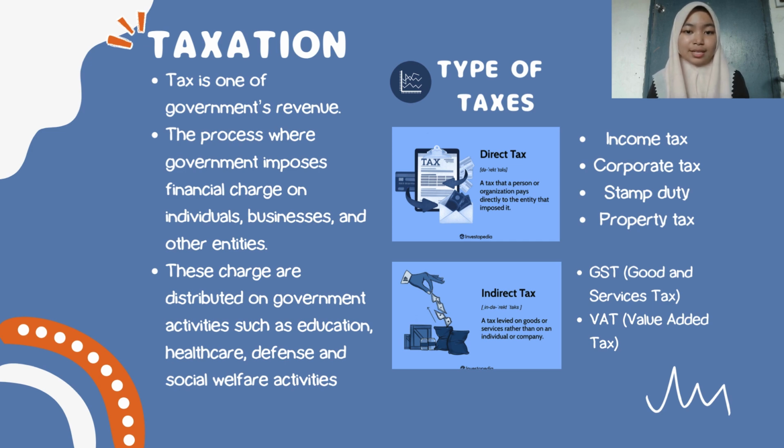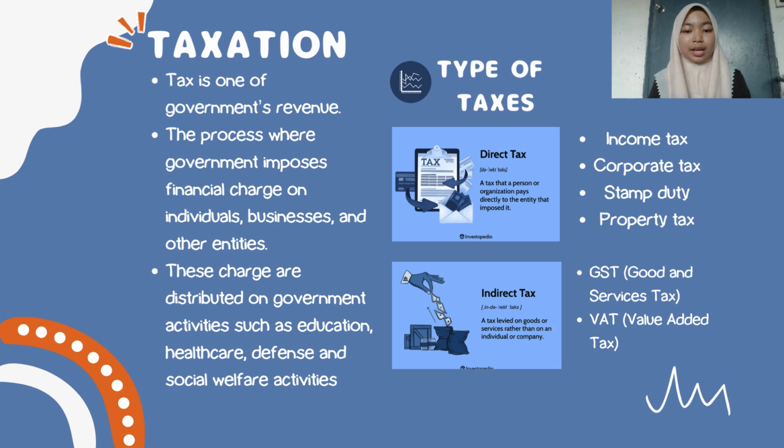Basically, there are two types of taxes. The first one is direct tax. Direct taxes are imposed on people or organizations directly. The taxpayer pays the tax directly to the government. Usually the taxpayer's wealth or income determines how much of this tax they pay. Examples of direct tax are income tax, corporate tax, stamp duty, and property tax.